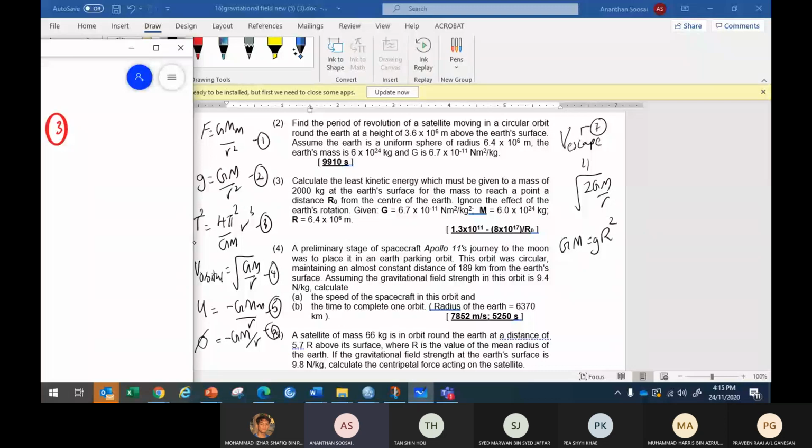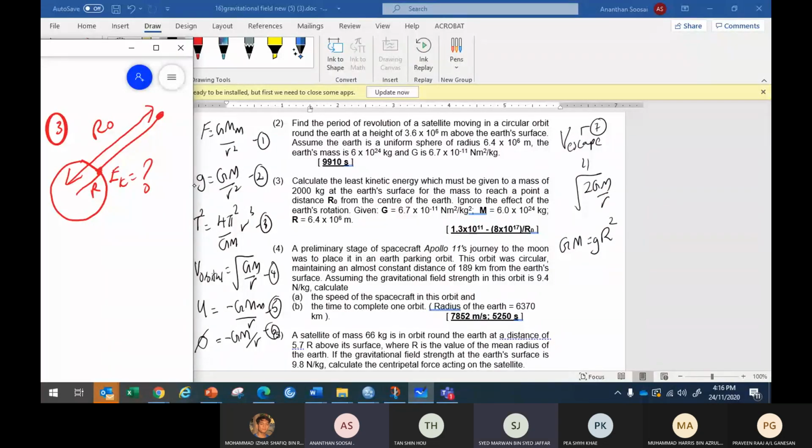So what formula do you use to calculate the answer? What was the question? Number 3. From the Earth, which equation did we use? E equals to negative GMm over R. So the fifth one is to be used. The question is asking what? From Earth surface, which is R, calculate the least kinetic energy which must be given for the object to move from the surface to another point where the total distance from the center is R0. How much kinetic energy is required?